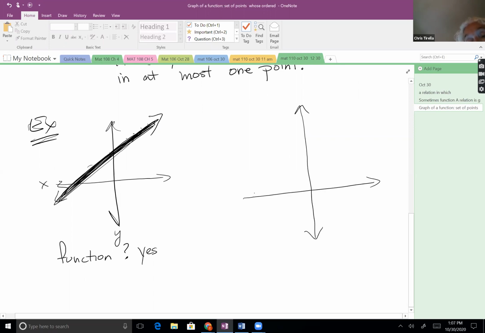Then we could look at something that's more like a curve, like this. This would be considered, we'll find out later, a parabola. And when I look at my parabola, does everybody see that every vertical line would only hit it once? And so this would pass that vertical line test. And if I were asked if it were a function, I'd say yes.